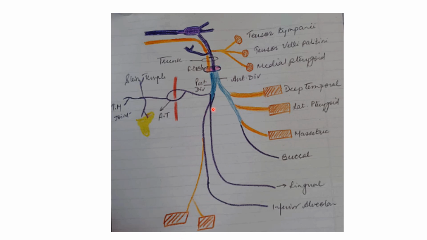So the posterior division of the mandibular nerve is basically sensory, but yes, it has a motor component, that is the nerve to mylohyoid. The anterior division is basically motor because it mostly supplies the muscles of mastication except medial pterygoid. Then there is one sensory branch, the buccal. This is all about the mandibular nerve.